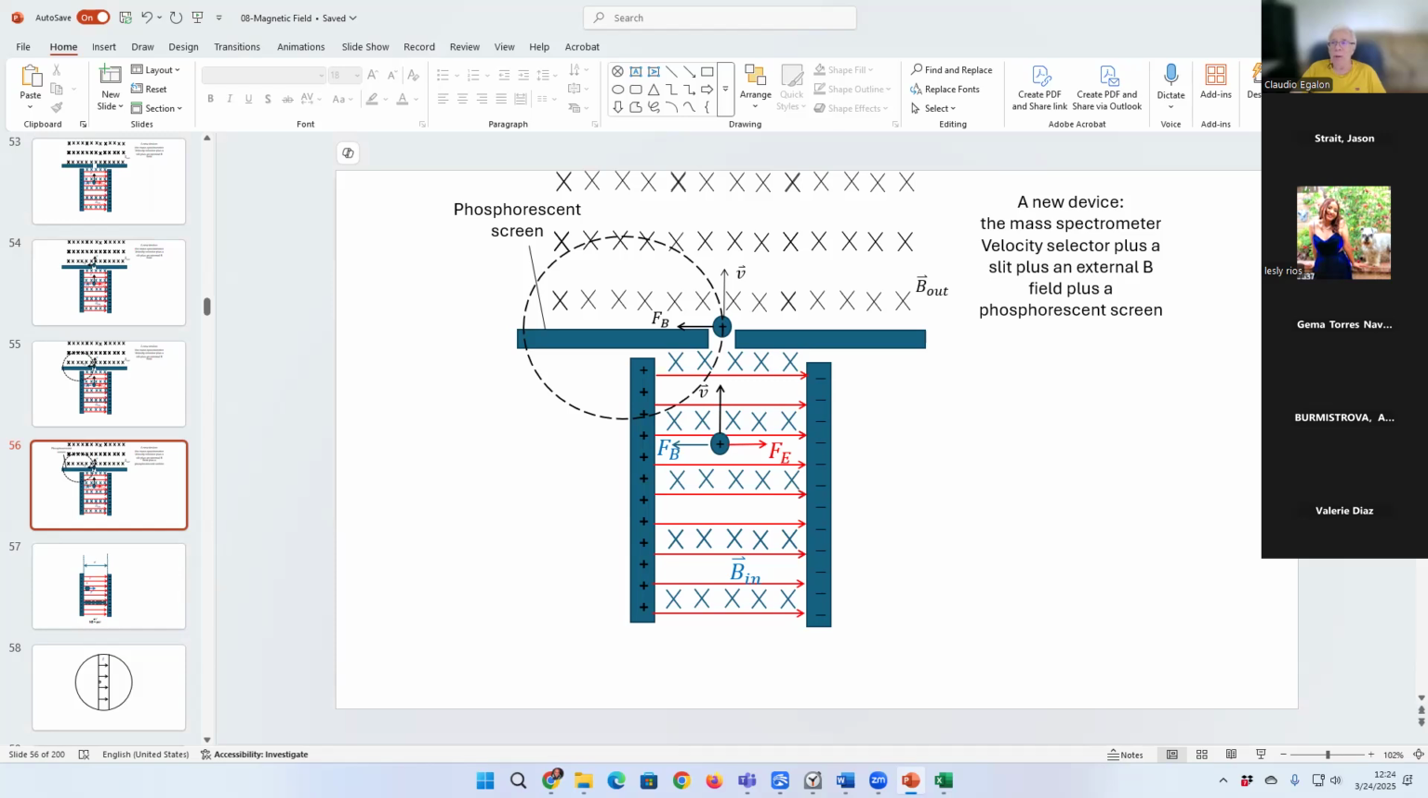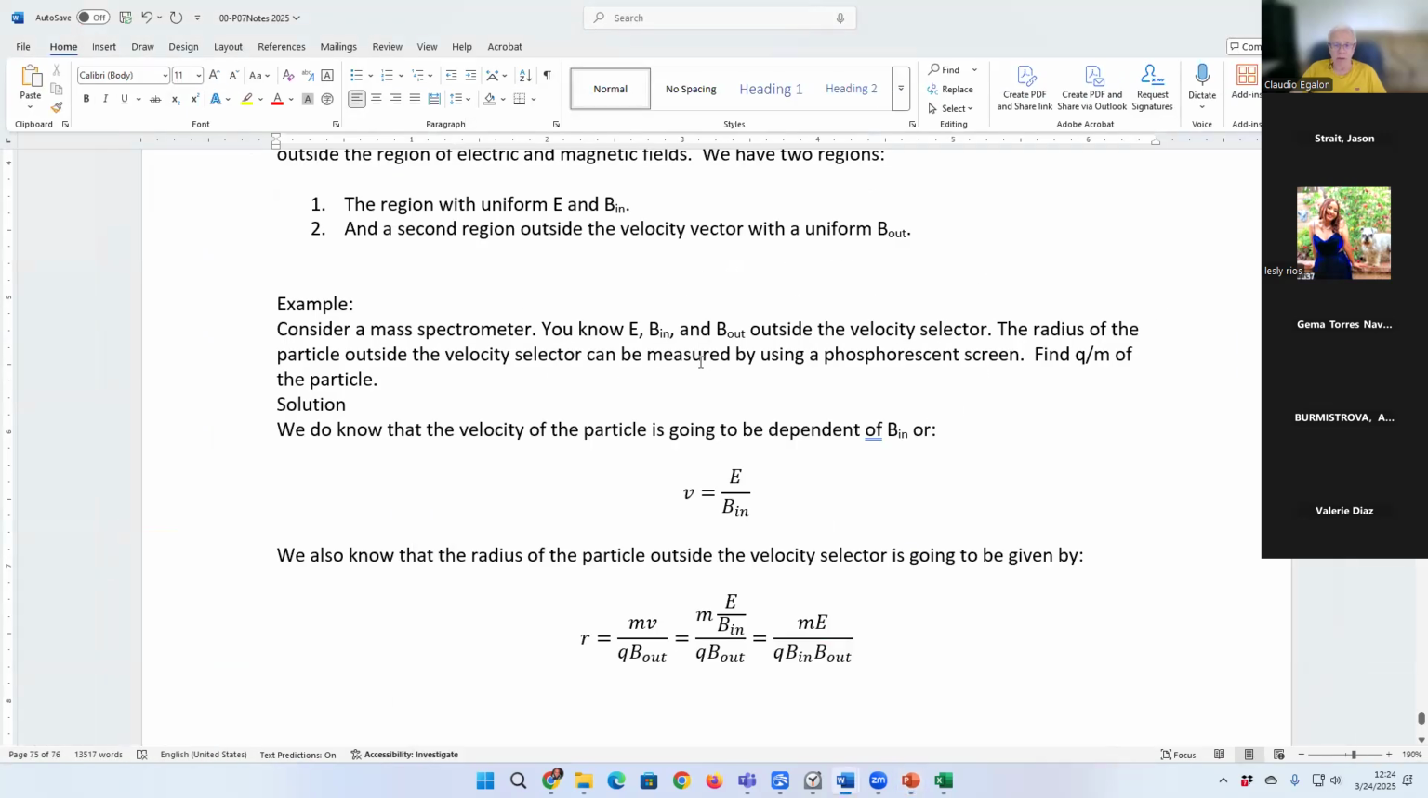So you can find out what's the diameter, and you can find out what's the radius of the circle just by observing at which point you see the phosphorescence in the screen. The radius of the particle outside the velocity selector can be determined by using a phosphorescent screen and a ruler inscribed on the screen, right? Find Q over M, the charge to mass ratio of the particle.